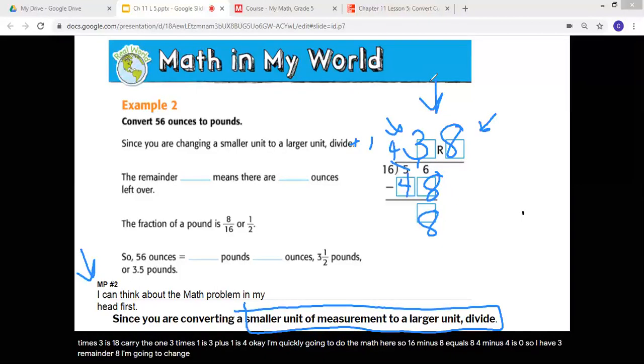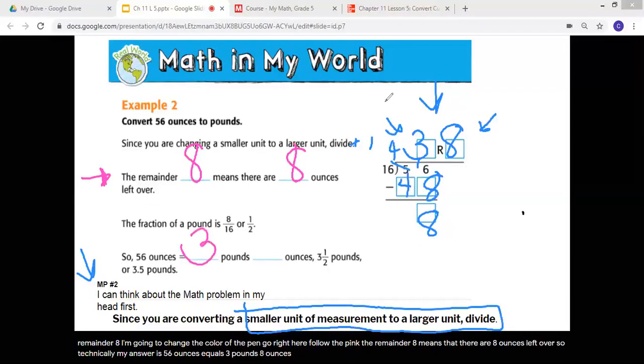I'm going to change the color of the pen. And let's go right here, follow the pink. The remainder 8 means that there are 8 ounces left over. So technically, my answer is 56 ounces equals 3 pounds, 8 ounces. Notice the pink again. I'm writing in 56 ounces equals 3 pounds, 8 ounces.